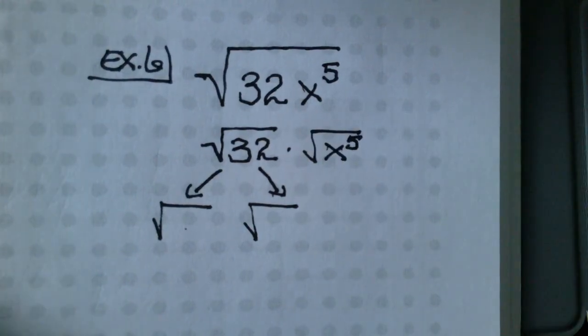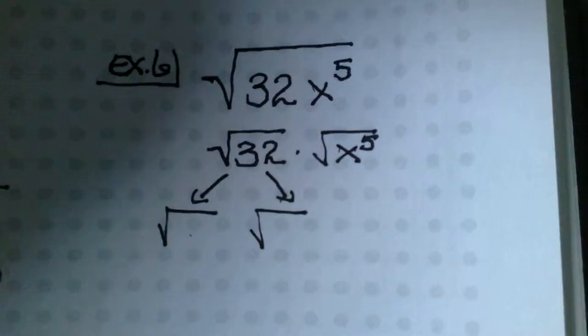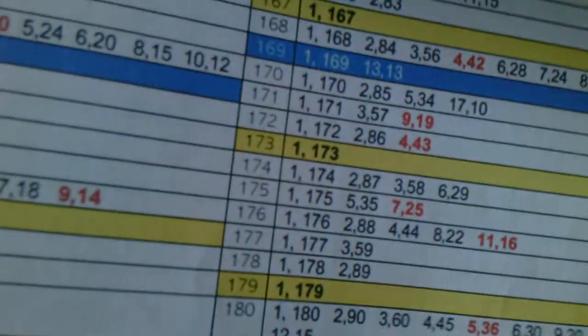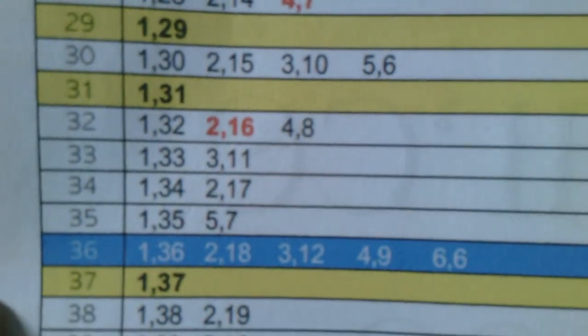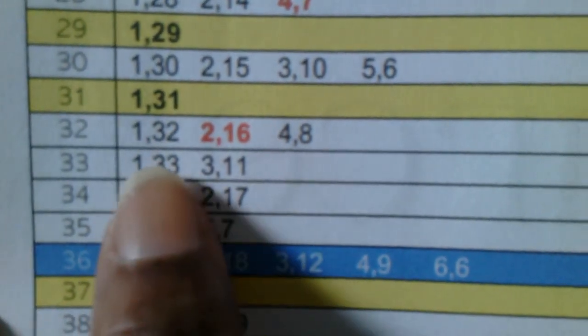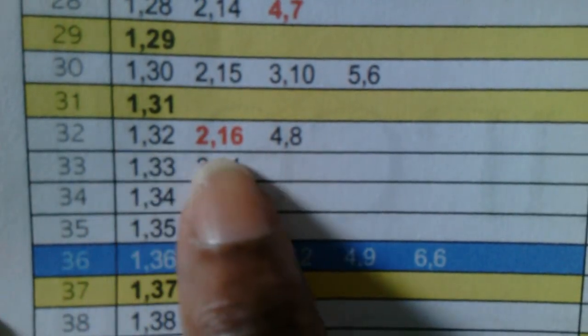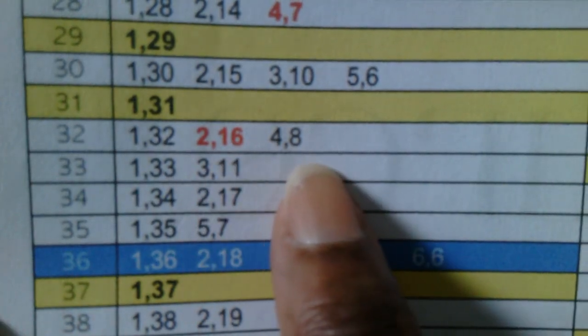Now, if you're not sure, we can go to our lovely little chart. And we can go to 32. Okay. So then here we go for the factors of 32. We got 1 and 32, 2 and 16, and 4 and 8.